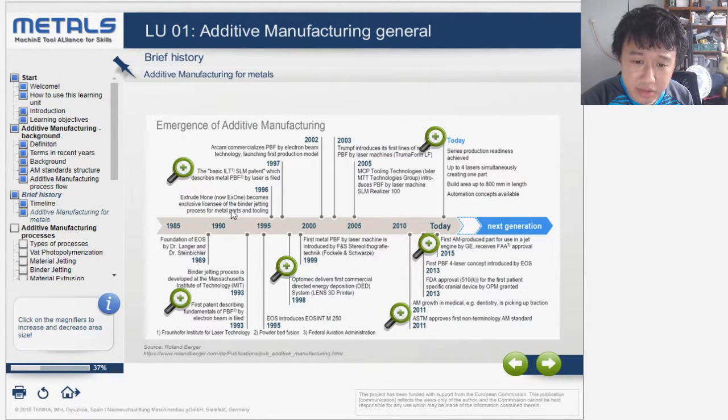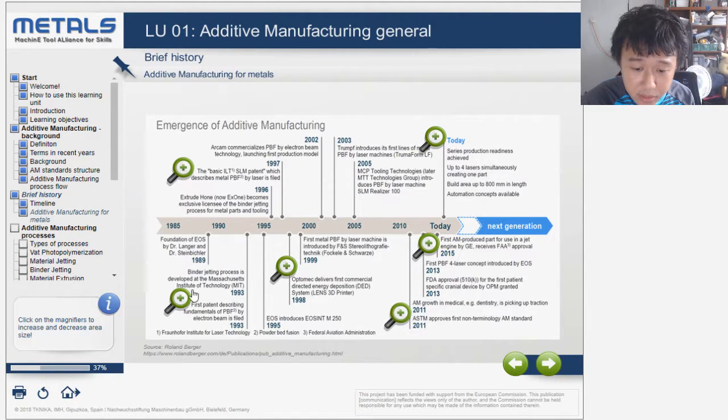A brief history of additive manufacturing for metals, you can see. Foundation of EOS by Dr. Langer and Dr. Steinberger in 1989. I think EOS is one of the more prominent brands of metal additive manufacturing machines for the powder bed. So you'll definitely see this company's name pretty often.